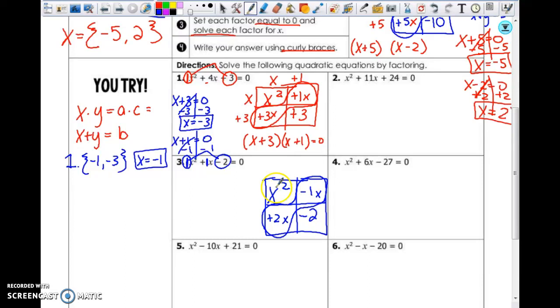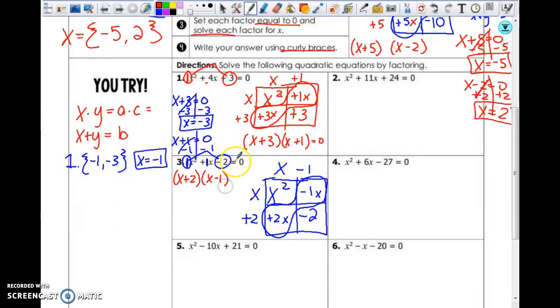How do you break up the x squared? You have an x here and an x here. X times what will give you the -1x here? -1, and x times what here will give you this +2, x +2. So your factors are, I'm going to write them in a different color, x plus 2 and x minus 1.